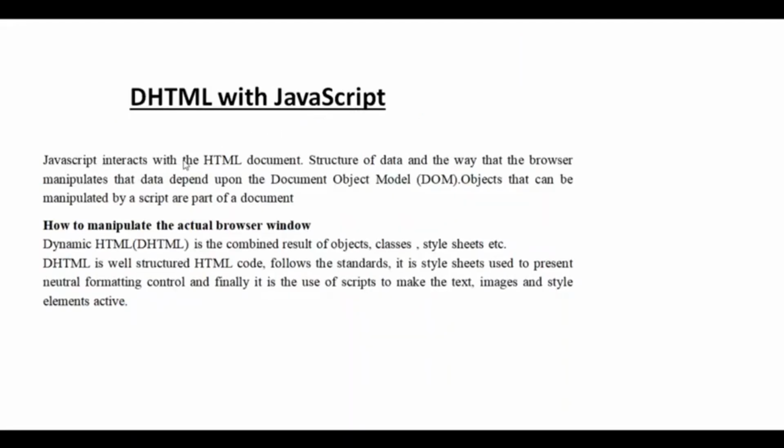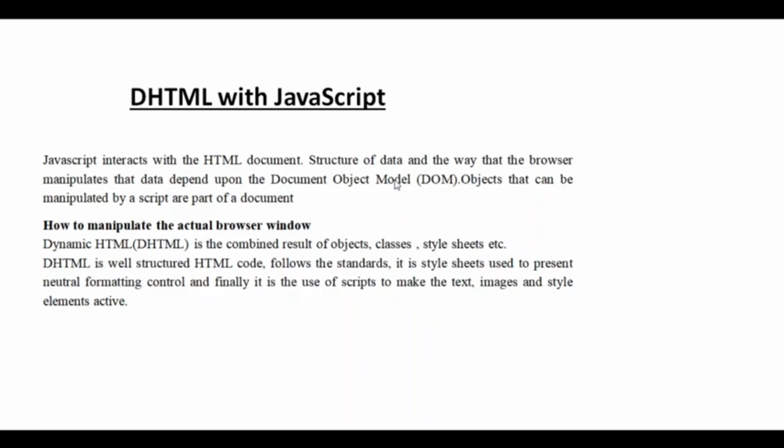JavaScript interacts with the HTML document, and the structure of data and the way that the browser manipulates that data depend upon the Document Object Model, DOM. Objects that can be manipulated by a script are part of a document. So here, the Document Object Model. What is the Document Object Model? DOM is nothing but an internal representation of a web page.